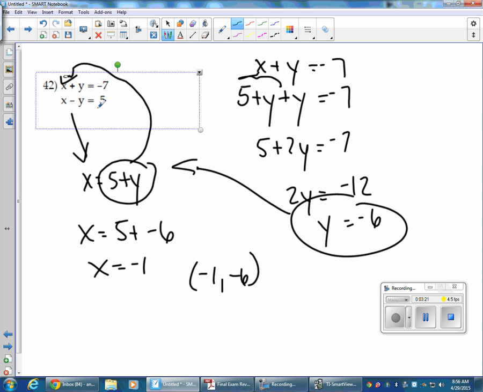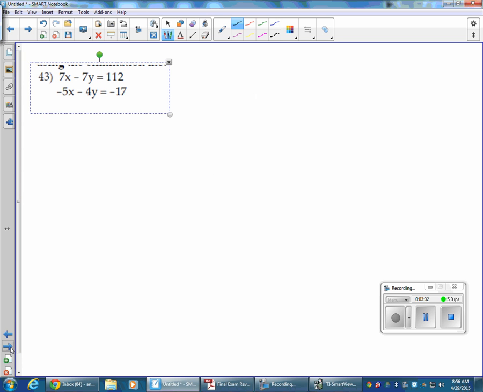Make sure it checks out in both of your answers, and it does. Negative 1 plus negative 6 is negative 7, and negative 1 minus negative 6 is 5. Okay, the next question wants us to use elimination.